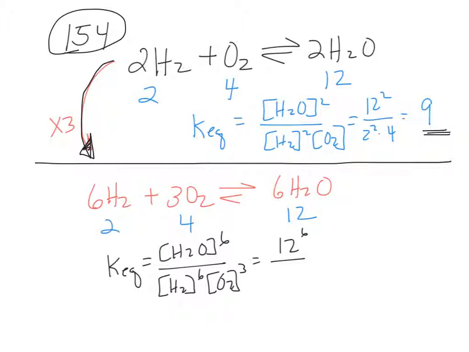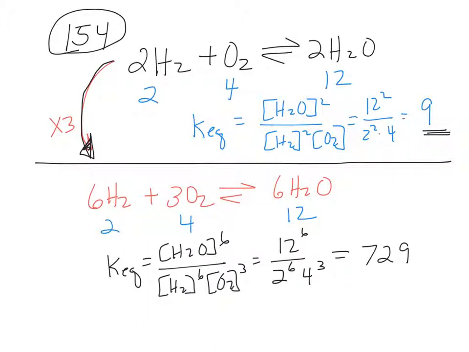6H2 plus 3O2, in equilibrium with 6H2O. We're going to take the same concentrations because we know that those are in equilibrium, which might not be intuitive, but I'm going to tell you that that's the case. Okay, and we're going to plug in our numbers. So we got some big numbers, 12 raised to the 6th. So this comes out to be 729.